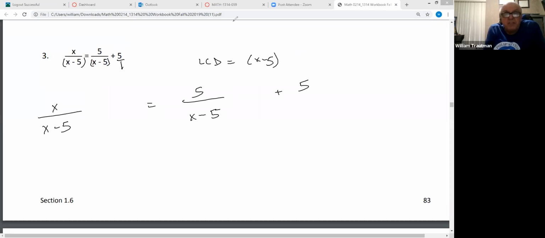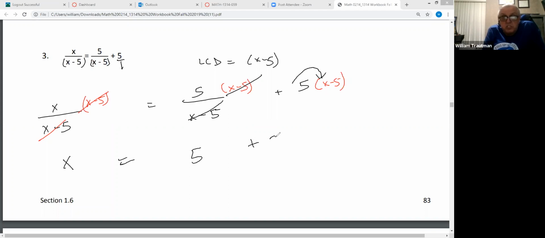And I'm going to multiply everything by the LCD. The LCD is x minus 5. And you put whatever the LCD is on top of each x minus 5. You see, I'm putting it on top of the fraction because you're multiplying it by x minus 5 over 1 in reality. These cancel, and I just have x left. These cancel, and I just have 5 left. And this doesn't cancel, but it's 5 times x, which is 5x, and 5 times a negative 5, negative 25.